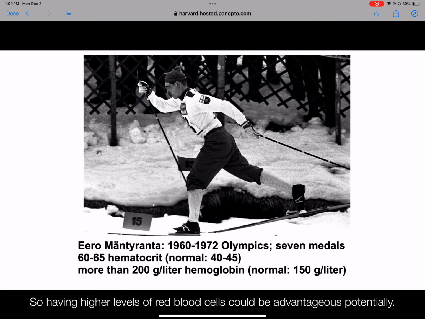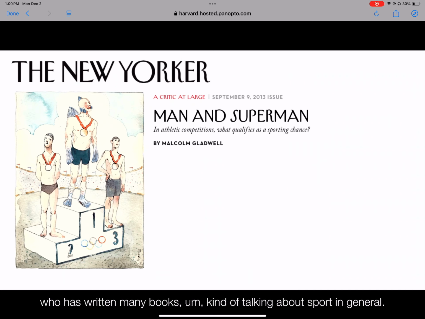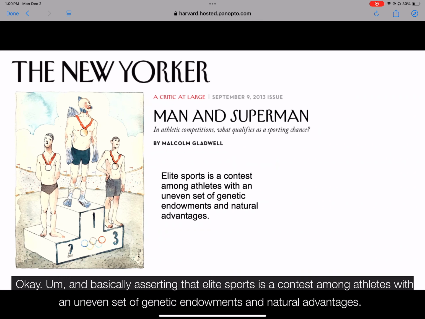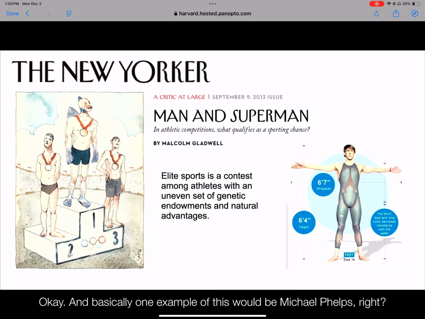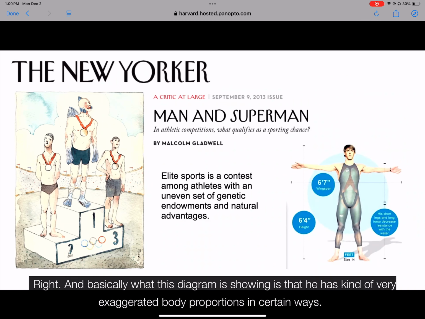And so there was an interesting article about a decade ago in the New Yorker by Malcolm Gladwell, who has written many books, talking about sport in general. It basically asserts that elite sports is a contest among athletes with an uneven set of genetic endowments and natural advantages. One example of this would be Michael Phelps. Everybody heard of Michael Phelps? Yeah, okay. So really, really good swimmer. And basically what this diagram is showing is that he has very exaggerated body proportions in certain ways.